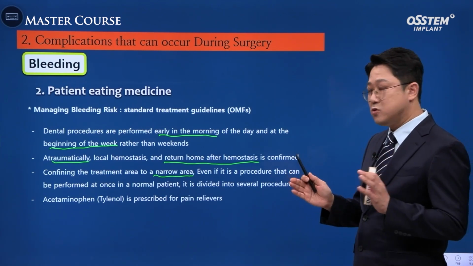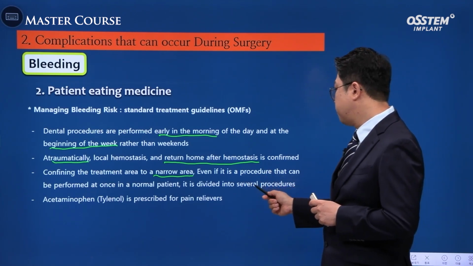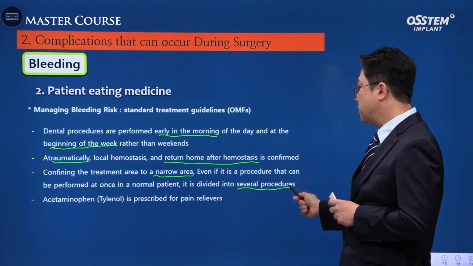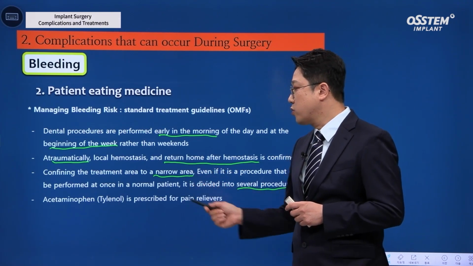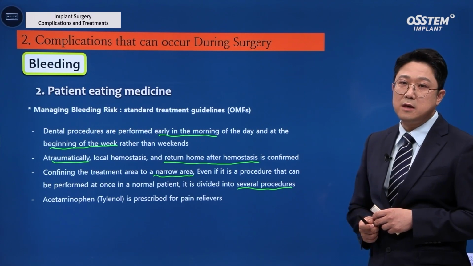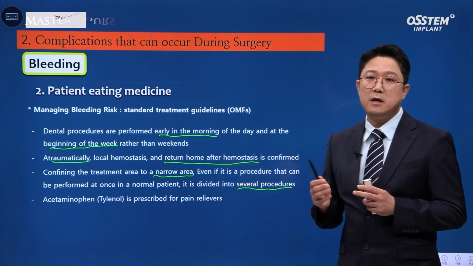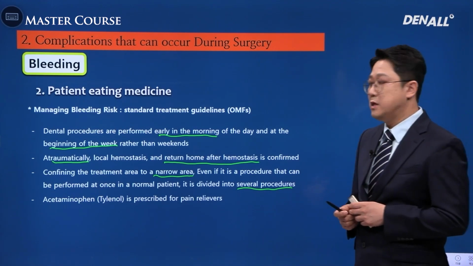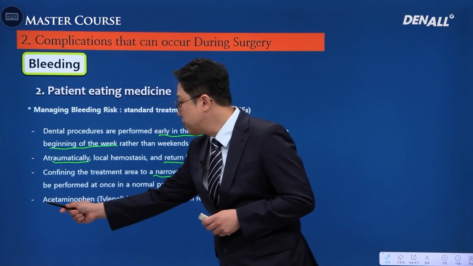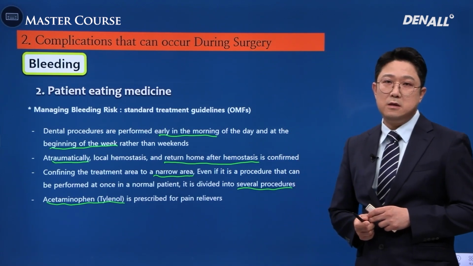Therefore, the scope of surgical site should be narrower even if the patient goes through multiple number of surgeries. The surgical site should not be extensive. In the case of pain relievers, NSAIDs can lead to other unwanted effects. Therefore, Tylenol or acetaminophen type of drugs should be prescribed.